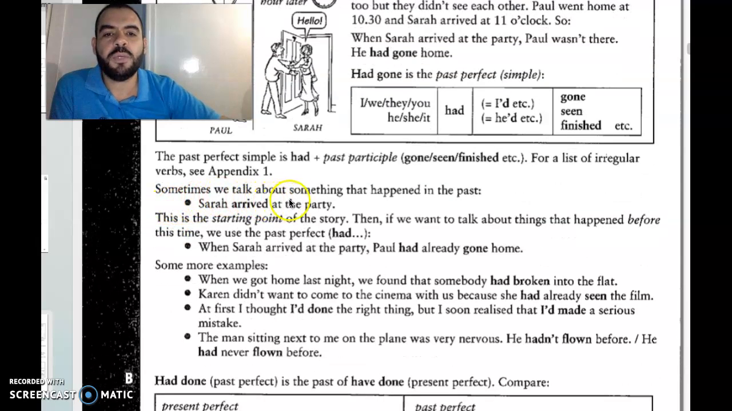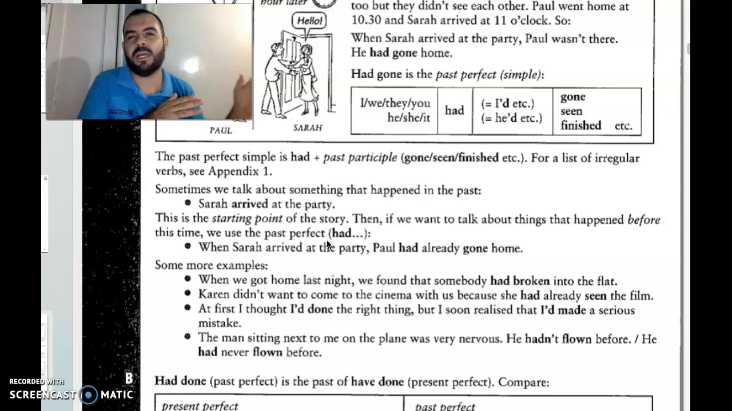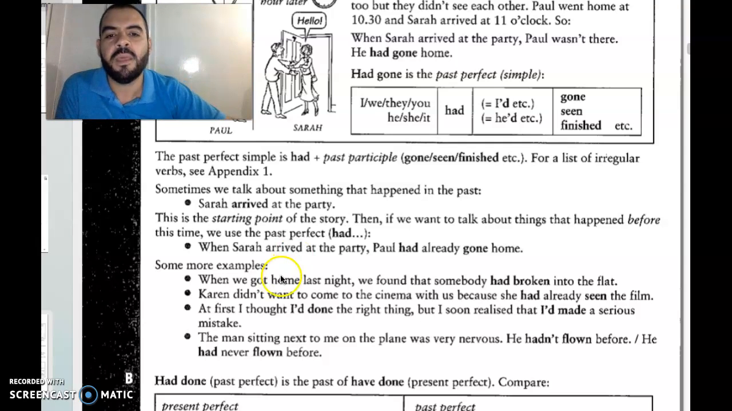So sometimes we talk about something that happened in the past. Sarah arrived at the party. This is the starting point of the story. Then, if we want to talk about things that happened before this time, we use the past perfect. Okay? So, as I was saying, there were two activities, but if you don't want to focus on Paul, you just start with the Sarah activities and then we forget about Paul because he left earlier, maybe. Poor person. I don't know.